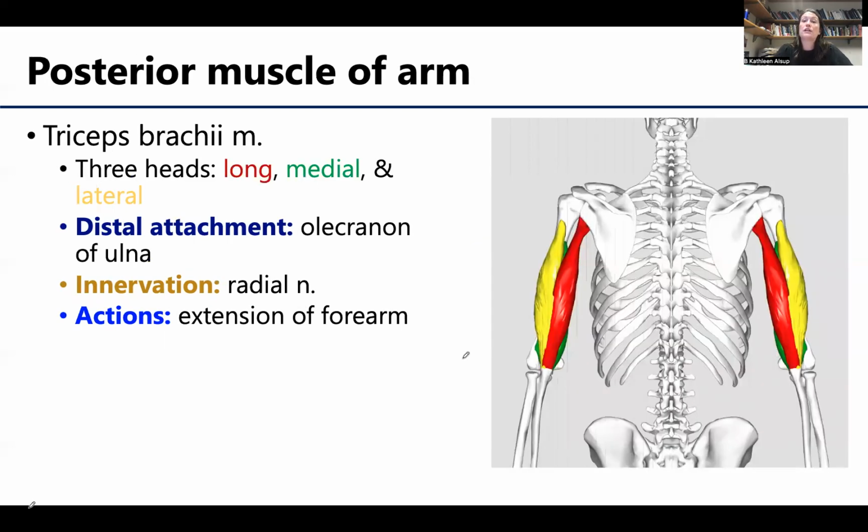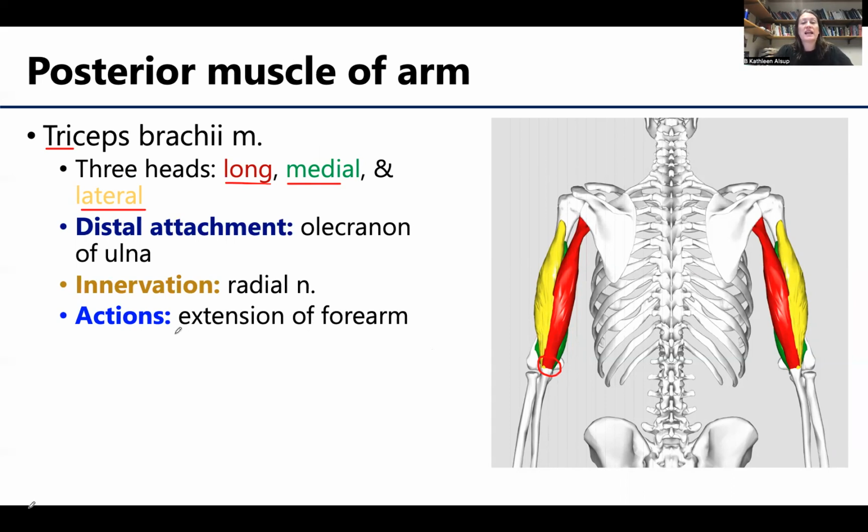Now, when we're looking at the posterior compartment of the arm, there's one big muscle back there, and that is the triceps brachii. And as its name would suggest, there are three heads associated with the triceps brachii. And you can see them color-coded here. You have a long head, which will cross the shoulder joint as well, a medial, and a lateral. This medial is kind of the workhorse here. And then all of these come together and they attach on the olecranon of the ulna. That's why the olecranon is so robust, because you have this really large muscle that's attaching there.